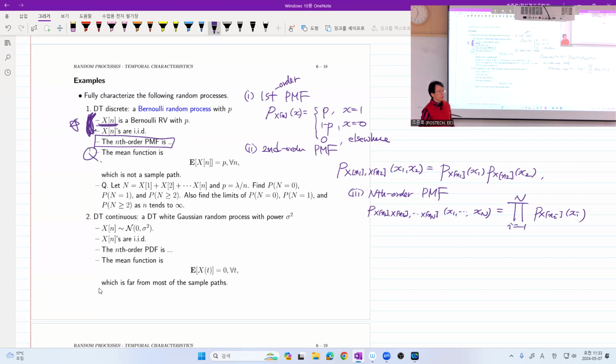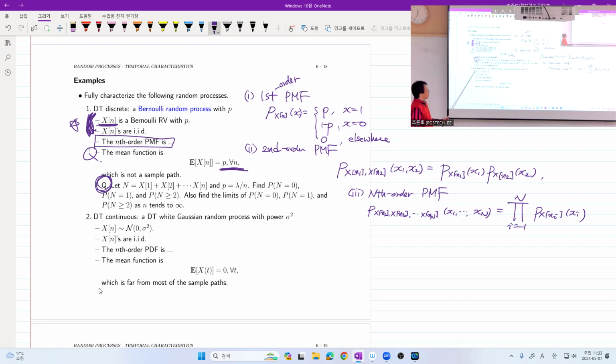What is the mean function, or mean path, the ensemble average? As we've already discussed, this is a constant function. Be careful: p for all n. So it's a function of n. It's not a scalar p. It's a constant function that is p for all n. So it's very, very different from the sample patterns. This question, you do it yourself.